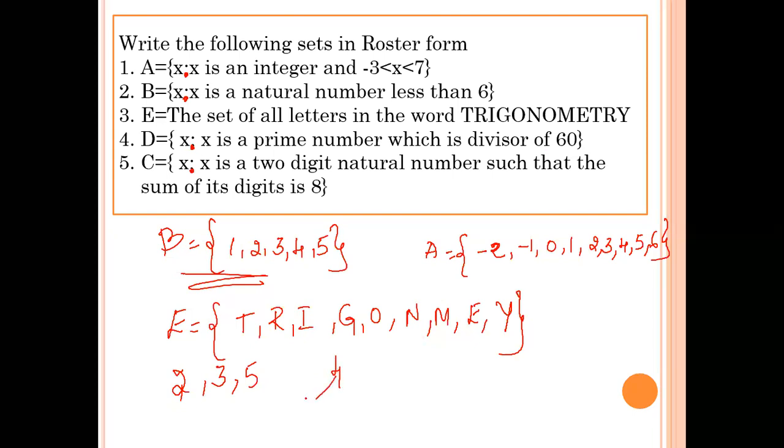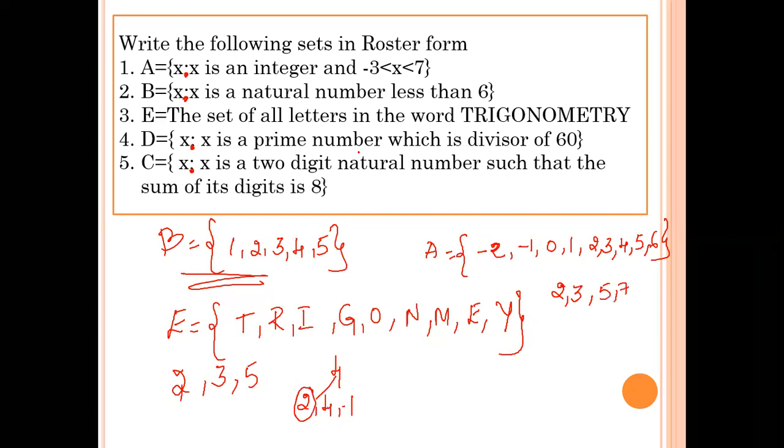Why? Because 4 can be divided by 2, 4 can be divided by 4, and 4 can be divided by 1. So other than these two numbers, we have one more divisor. Correct? We have one more divisor. So the prime numbers start from 2, 3, 5, 7.